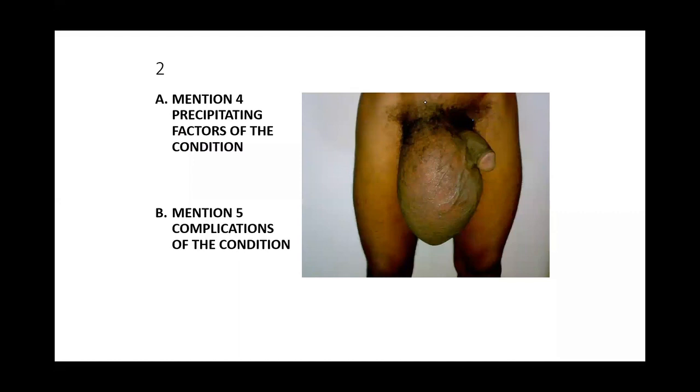The next question is, mention 4 precipitating factors of the condition. Now, this is an inguinoscrotal hernia, okay? An inguinoscrotal hernia has precipitating factors, which are those factors that will cause an increase in intra-abdominal pressure, and will precipitate protrusion of the swelling.